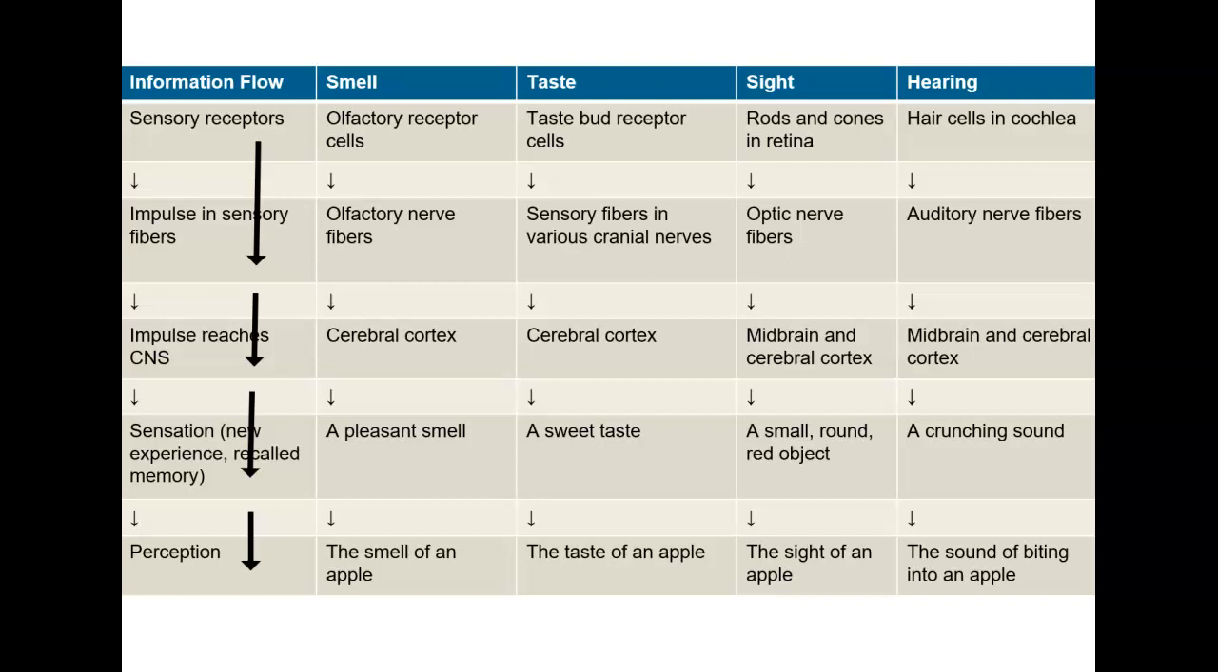We will talk about smell and taste in just a few minutes, but smell has receptors in the nose. Those have nerves that carry the information to the cerebral cortex. The cerebral cortex will sense a pleasant smell, and then perception will be where we build, from that smell, the actual thing that's creating that smell. For example, an apple. Taste does a very similar thing. Taste buds are on the tongue. They use cranial nerves to send that information to the cerebral cortex. The cerebral cortex will create the sensation of sweet taste, and then a perception will occur by the brain. That is the taste of a specific kind of item.